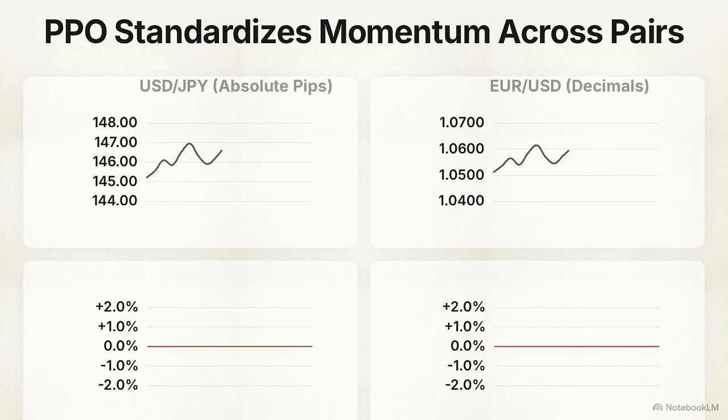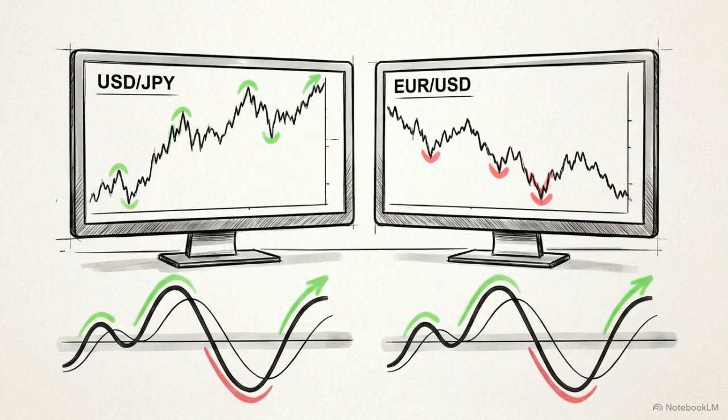This split screen compares the USD-JPY trading in triple digits next to the EUR-USD trading in decimals. An absolute pip indicator distorts the comparison. But look at the y-axis of the PPO panels below. Because it relies on percentages, it scales consistently. This levels the playing field. You can instantly compare high and low value currency pairs to see exactly which market has the strongest relative momentum.